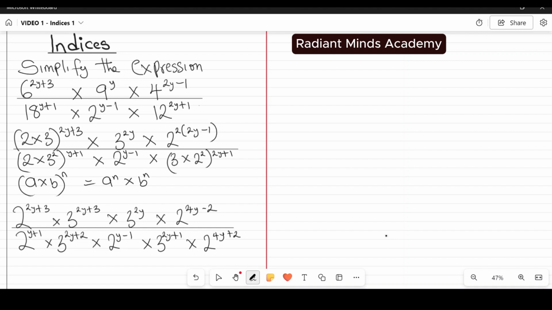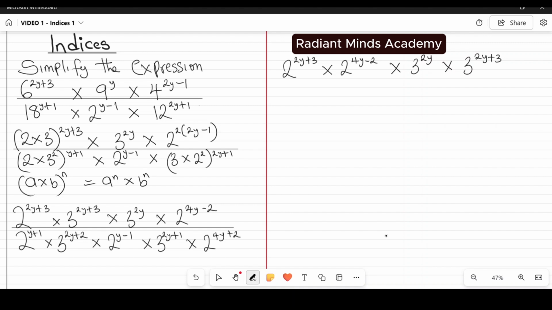Now at this point, what we do next is that if you look at the numerator and the denominator, we have 2 bases, which are 2 and 3. So we group the bases that are the same. Therefore, this will be written as 2 raised to the power of 2y plus 3 times 2 raised to the power of 4y minus 2 times 3 raised to the power of 2y times 3 raised to the power of 2y plus 3.